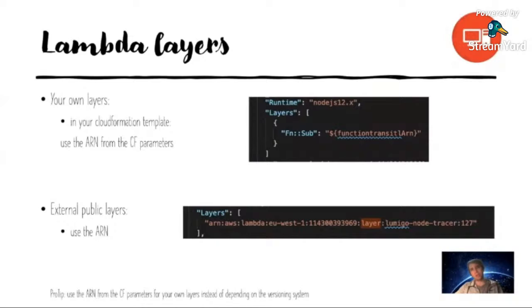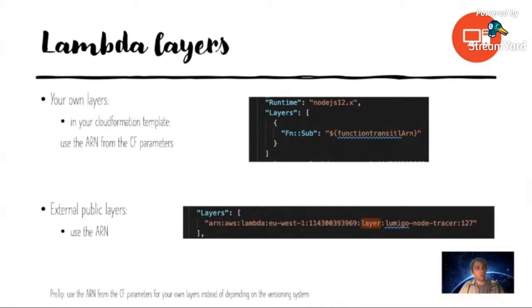Lambda layers. Say we want to use Lambda layers. We're going to look at two options. The one where we're actually defining a layer ourselves within Amplify, and the one where we're using an external public layer, like here I'm using the Lumigo layer for tracing and for observability within my cloud.